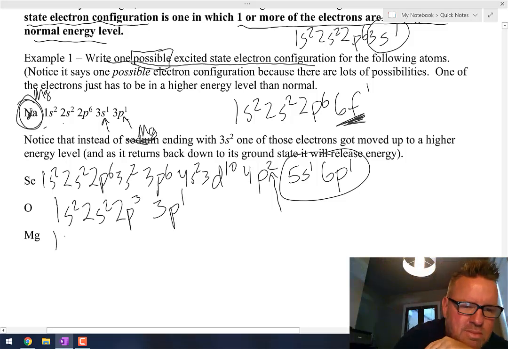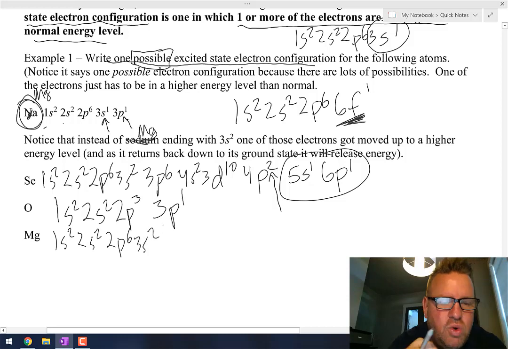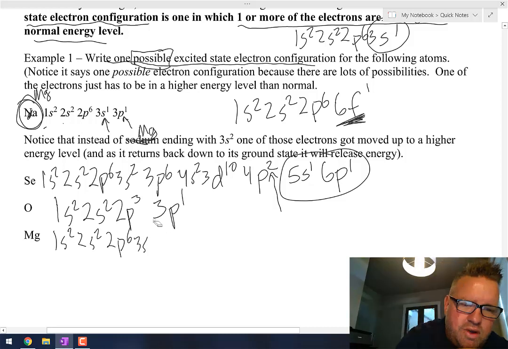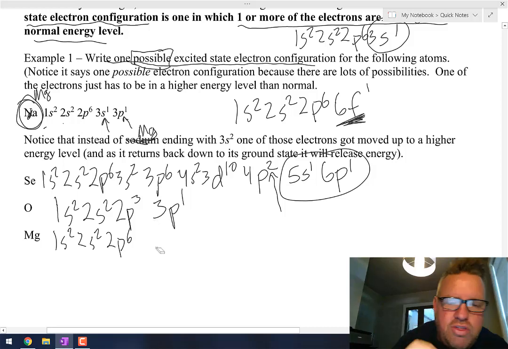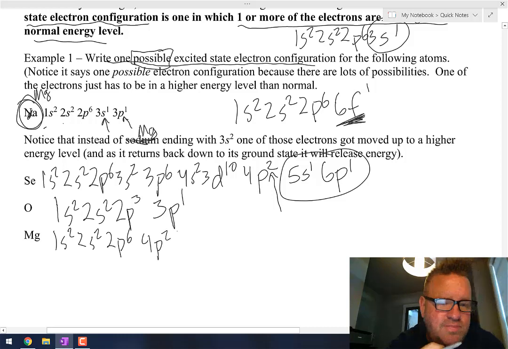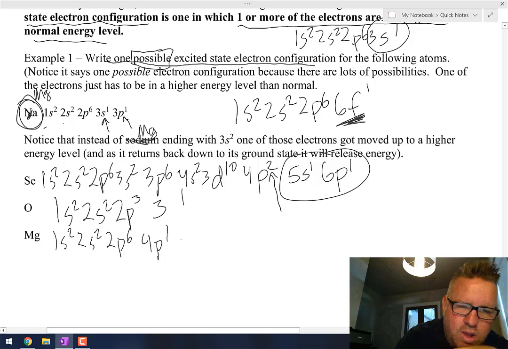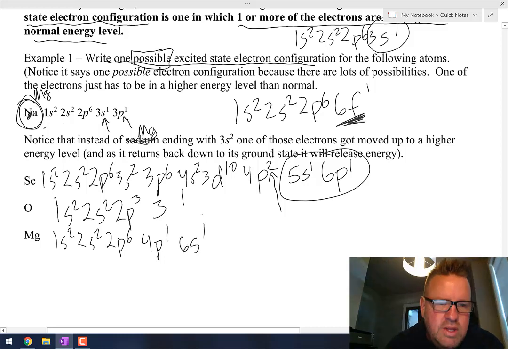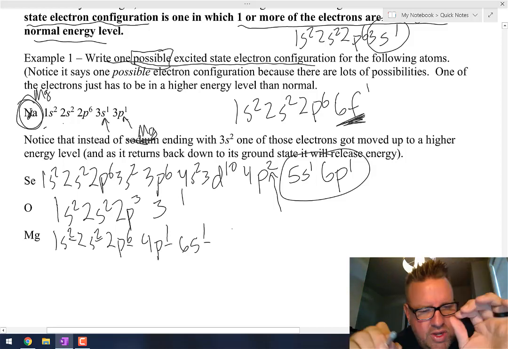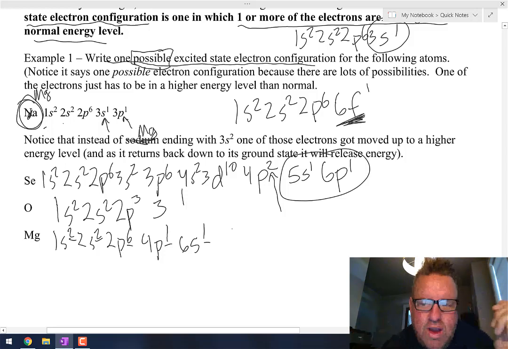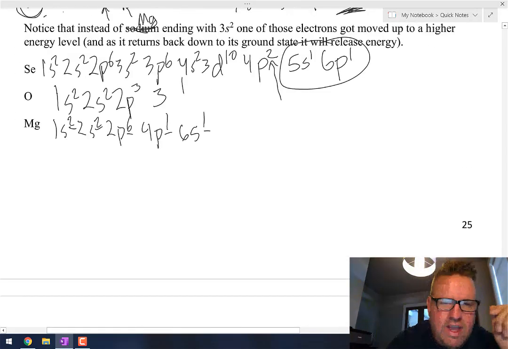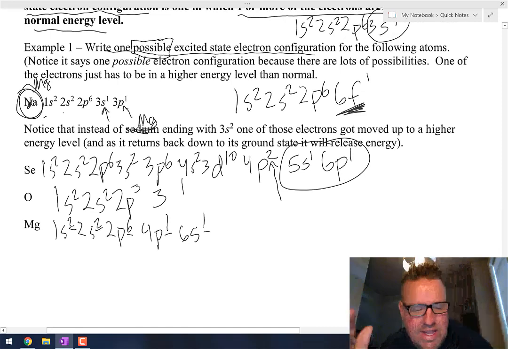And then with magnesium, again, 1s2, 2s2, 2p6, 3s2 is normal magnesium. Let's take both of those 3s electrons away, so no 3s at all, and let's go 4p2. That would be fine. Clearly, it's not in the ground state. Could I go 4p1, 6s1? Sure. Just make sure all 12 of those electrons are accounted for. Add up those numbers in the corner; you just have to account for all 12 of them. And that is how you do excited state electron configurations.